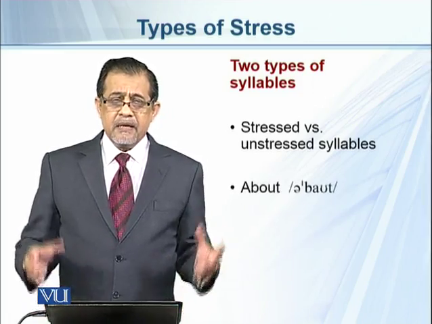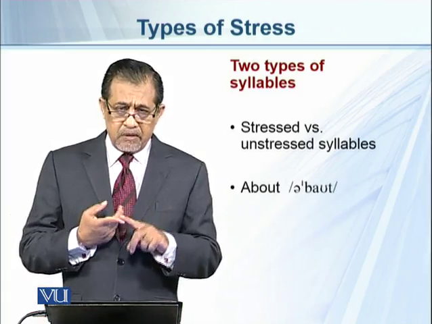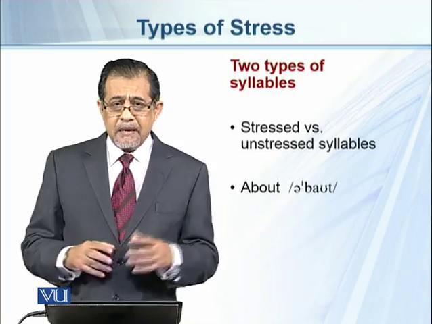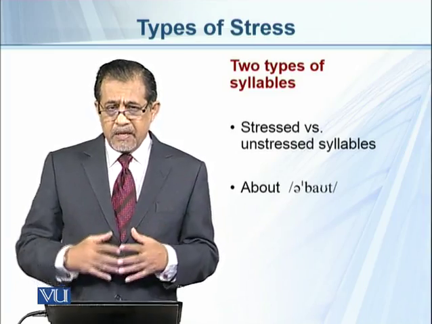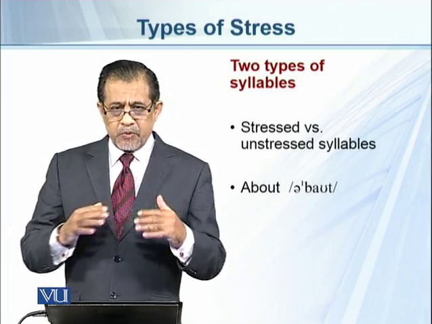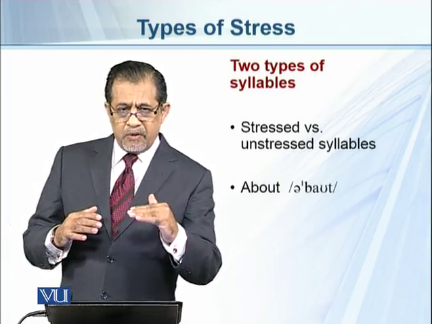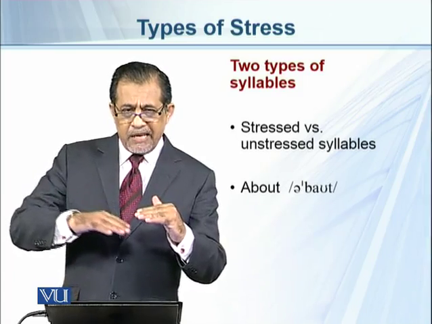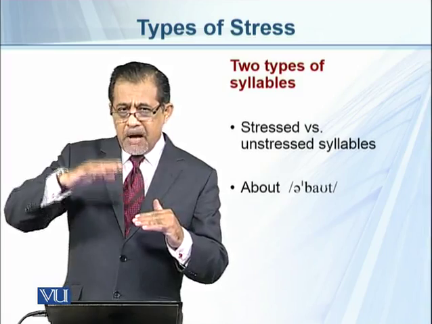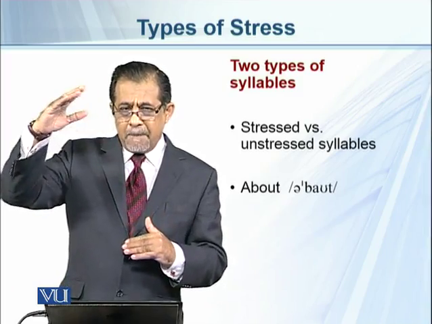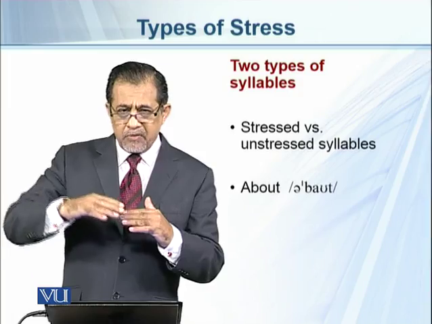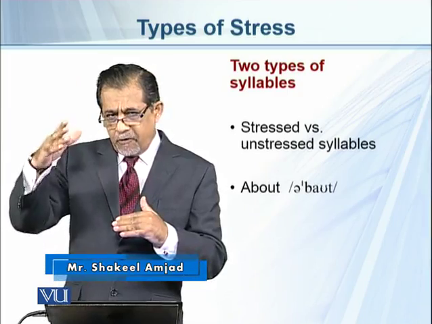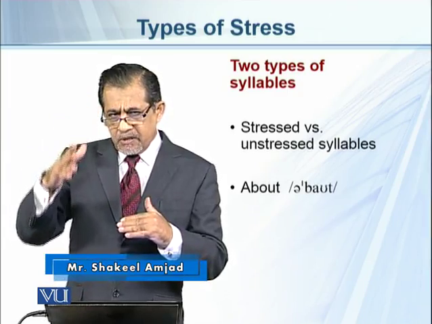Look at this word, about. It has two syllables, right? Schwa in the first syllable, and bout in the second syllable. When I pronounce this word, I am at a lower pitch when I pronounce the first syllable, right? And when I go for the second syllable, bout, first I go up, I go higher in sound, there is a sonority, and then my voice starts falling down.